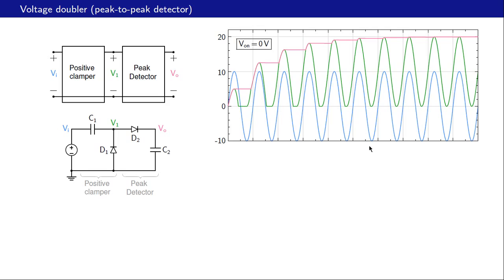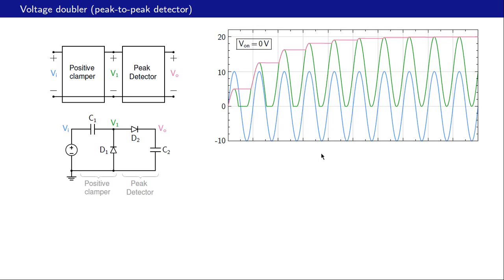And as we have seen before, V1 is just a level shifted version of Vi, and it's clamped at 0 volts. So it goes from 0 to 2 Vm if the input goes from minus Vm to plus Vm. The peak detector simply detects the peak of this waveform, the green waveform, which is V1, and the peak is this level here, and that is 2 times Vm, or 2 times 10 in this example, which is 20 volts.